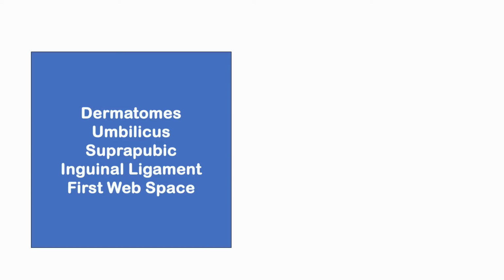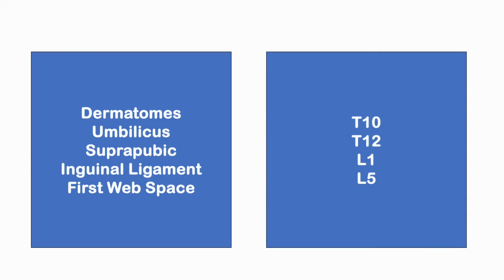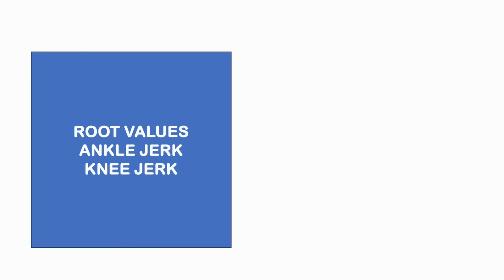So let's begin. What are the dermatomes at umbilicus, suprapubic area, inguinal ligament and first web space? So the dermatomes are T10 at umbilicus, suprapubic is T12, inguinal ligament is L1 and the first web space of the foot is L5.